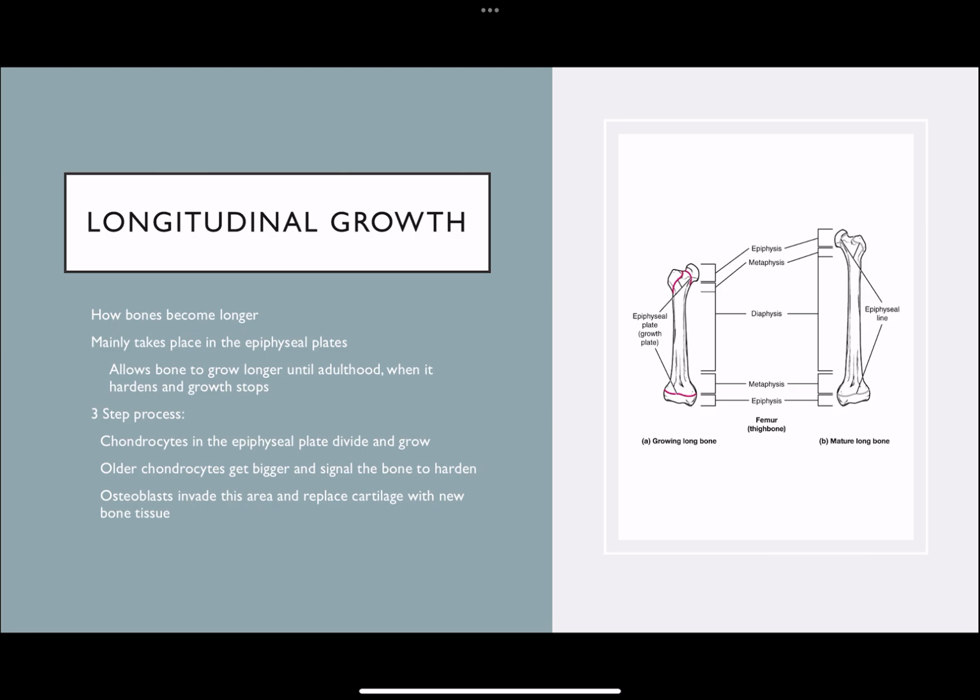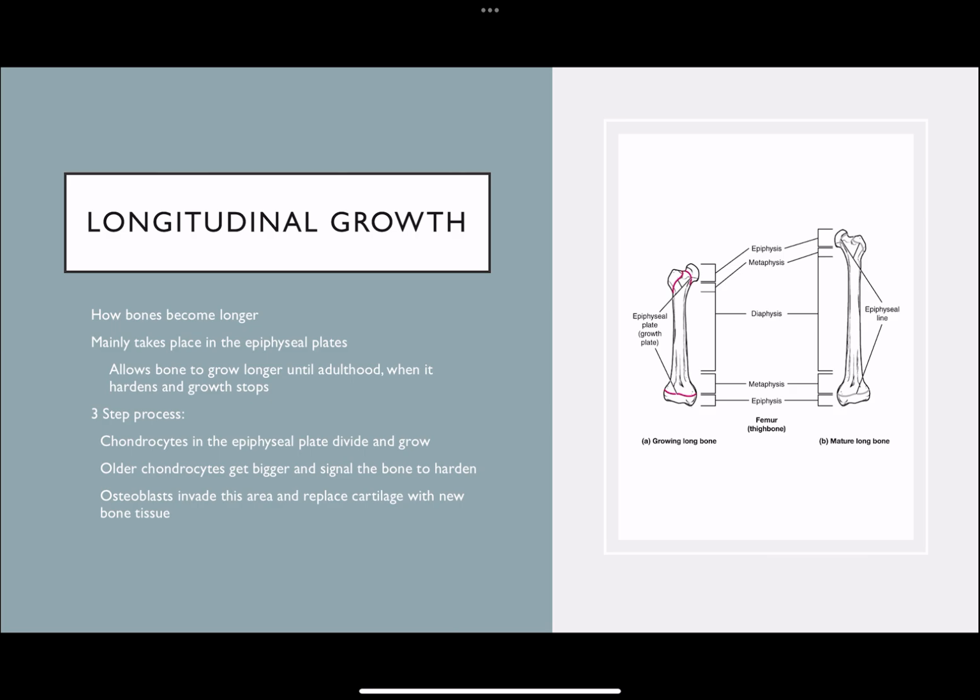So this takes place in a three-step process where the chondrocytes in the epiphyseal plate divide and grow, and this pushes the epiphysis, which is the end of the bone, away from the diaphysis, which is the shaft of the bone. The older chondrocytes get bigger and signal the bone to harden, and this is called calcification. The osteoblasts then invade this area and replace cartilage with new bone tissue. Osteoblasts are bone-building cells, and this process continues until the epiphyseal plate completely ossifies, which means it turns into bone.